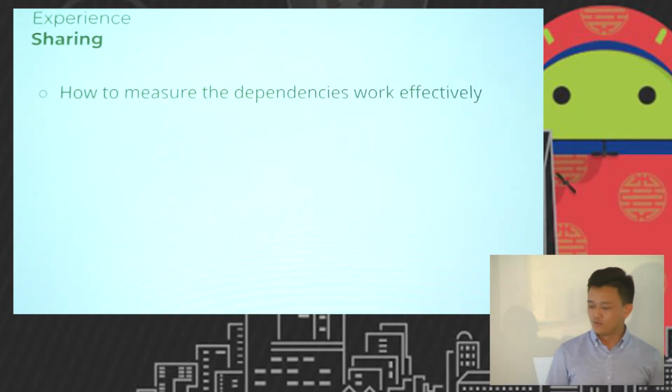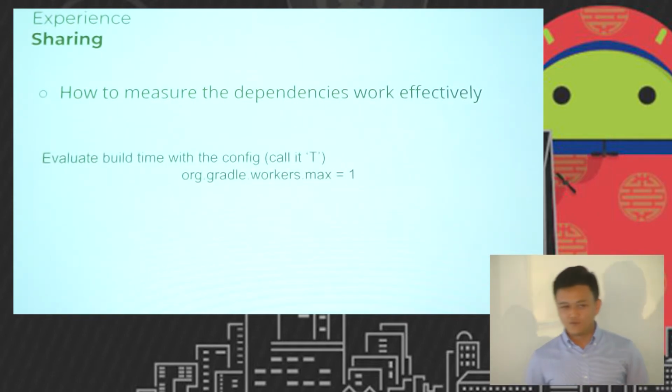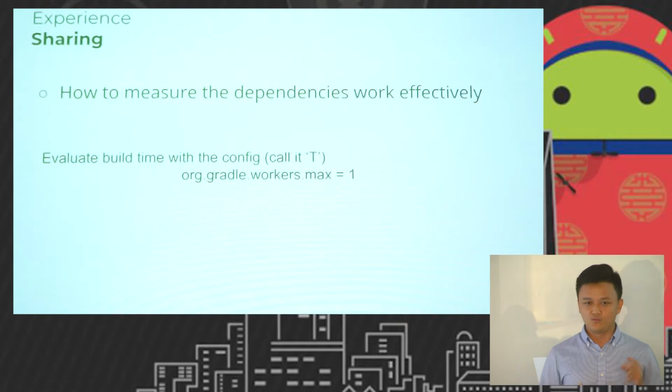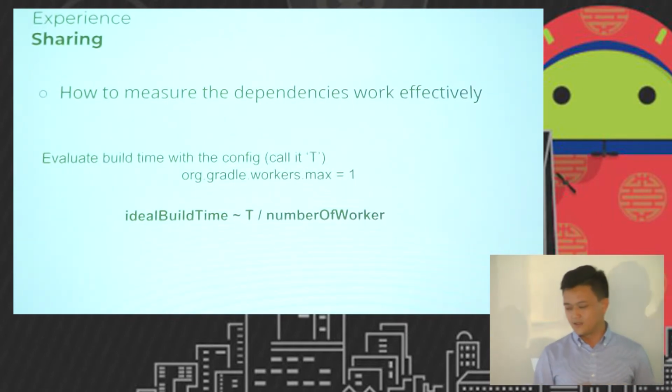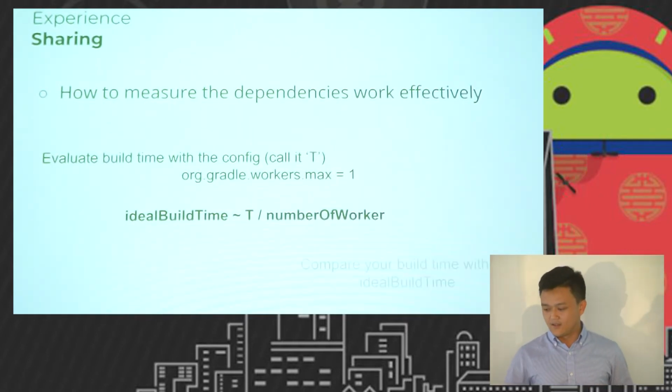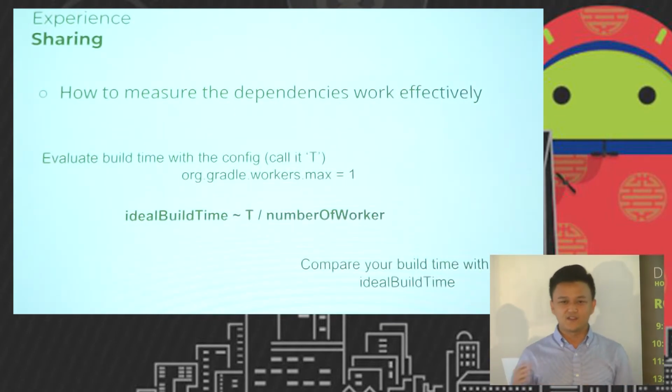The next thing is how do you measure the dependencies more effectively with your build time? To do that, you first should set the worker to one. It means that only one single worker will be used to build your project, and you get the build time. And then you divide that number by the number of workers that you have. Then you will have an ideal build time. Now you can compare your normal build time with the ideal build time. The closer they are, the more effective your build dependency is.